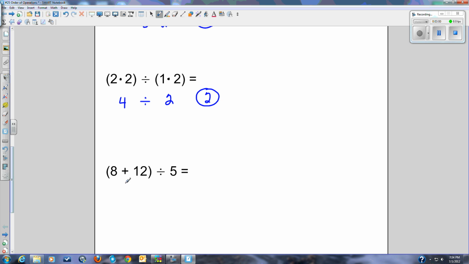Next, in parentheses, we have 8 plus 12, and then we have divided by 5. So let's start with the parentheses. According to PEMDAS, we do parentheses first. Well, in the parentheses is 8 plus 12, which gives us 20. And then divided by 5. 20 divided by 5 gives us 4.